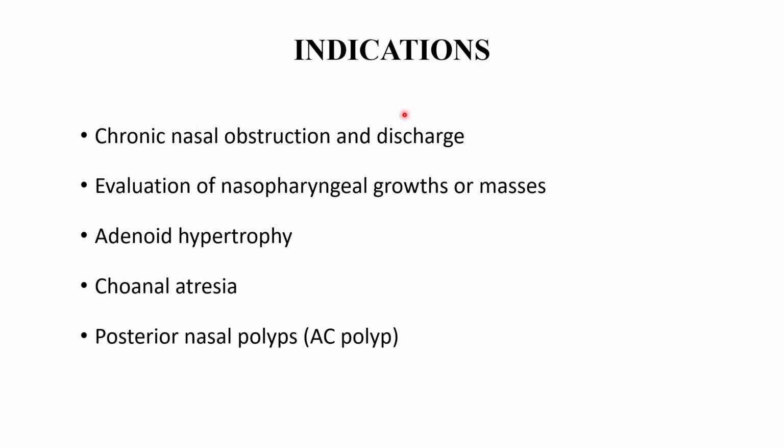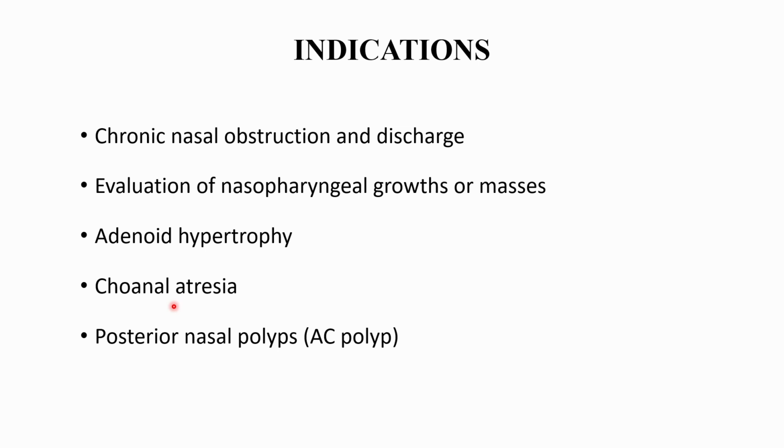It is usually, as already mentioned, performed as a part of routine ENT examination, but especially in those patients who present with chronic nasal obstruction and nasal discharge, post-nasal drip, and for evaluation of any nasopharyngeal growth or masses. Adenoid hypertrophy is one of them. Antrochoanal polyp is another mass. Angiofibroma, nasopharyngeal cancer. These are some masses which are present in the nasopharynx, and choanal atresia as well.